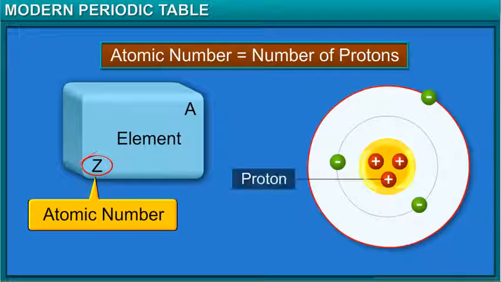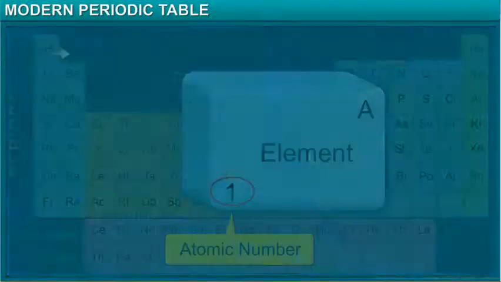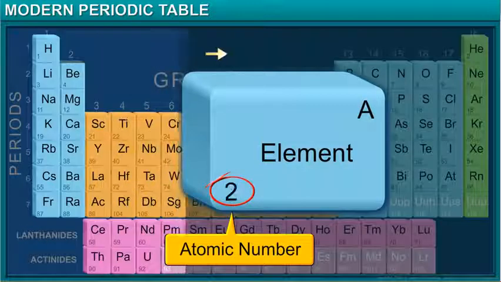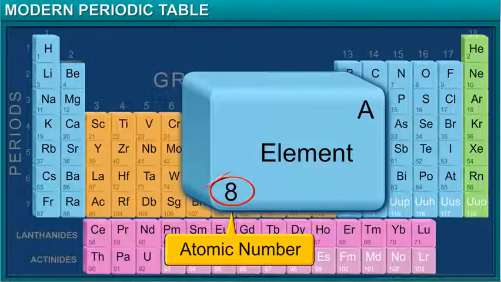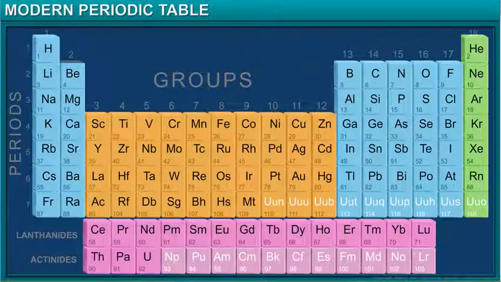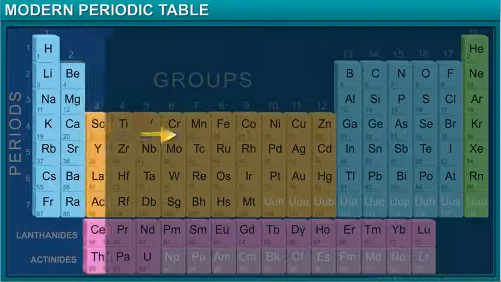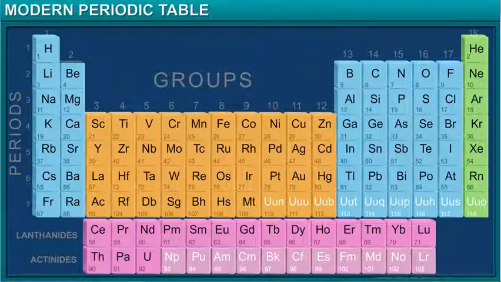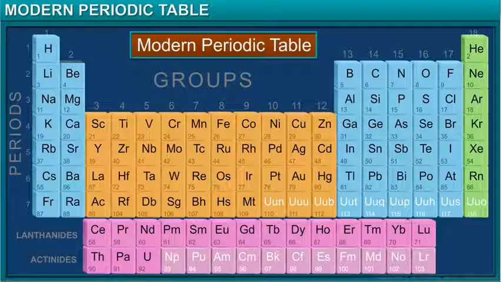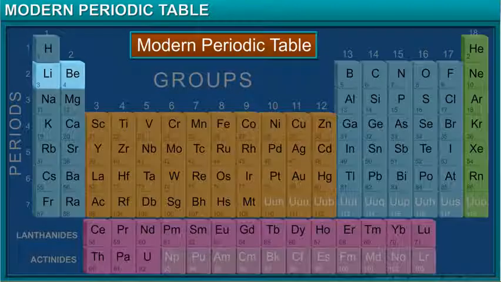The modern periodic law is stated as: properties of elements are a periodic function of their atomic number. Atomic number is the number of protons in an atom, and it increases by 1 unit in going from one element to the next. Elements, when arranged in order of increasing atomic number, lead us to the classification known as the modern periodic table. The properties of elements could be predicted with more precision when elements were arranged on the basis of increasing atomic number.